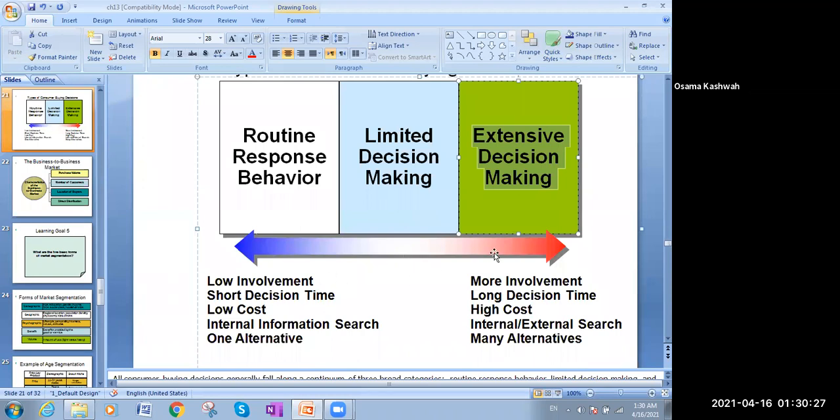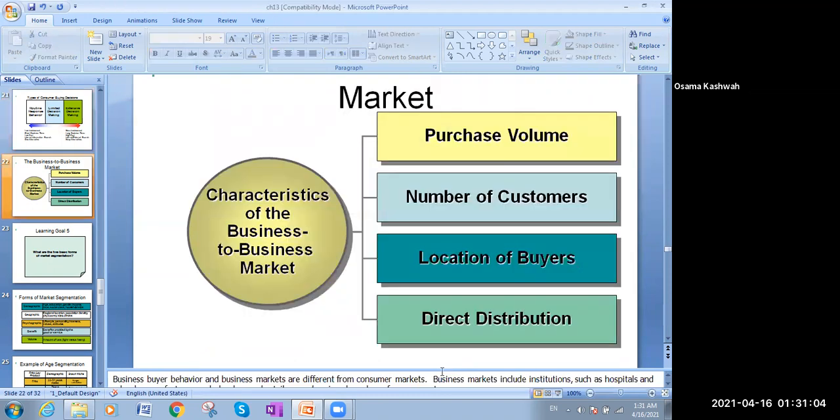Here, whenever we go to the left, we find low involvement, short decision time, because it's routine, low cost, yes, you don't spend too much money, internal information search, and one alternative. But when you go to extensive decision making, not routine, you find more involvement, long decision time, high cost, internal and external search, and many alternatives. There are many alternatives in the market for this kind of product.